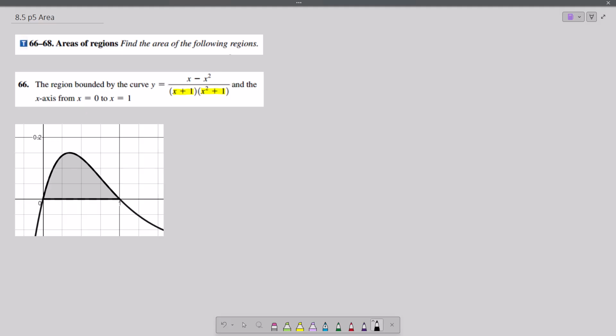Okay, well, we're just integrating from 0 to 1. That's all we're doing. So let's at least write that down. We're integrating 0 to 1, this function over here, and they factored the denominator for us. So if we can factor the denominator, PFD is a great option.